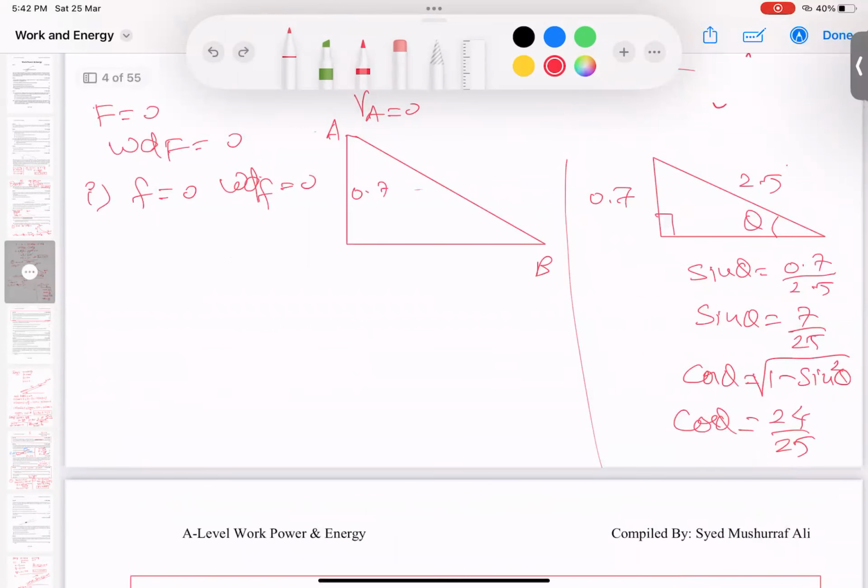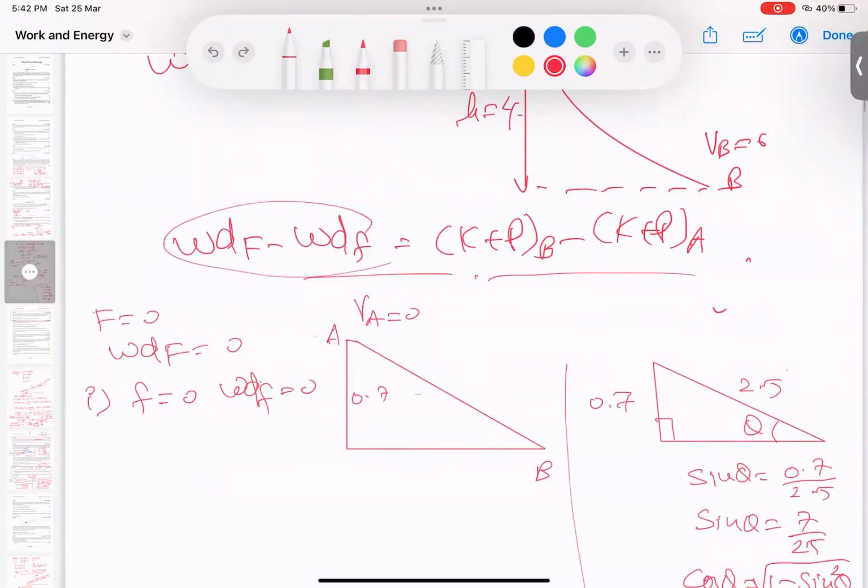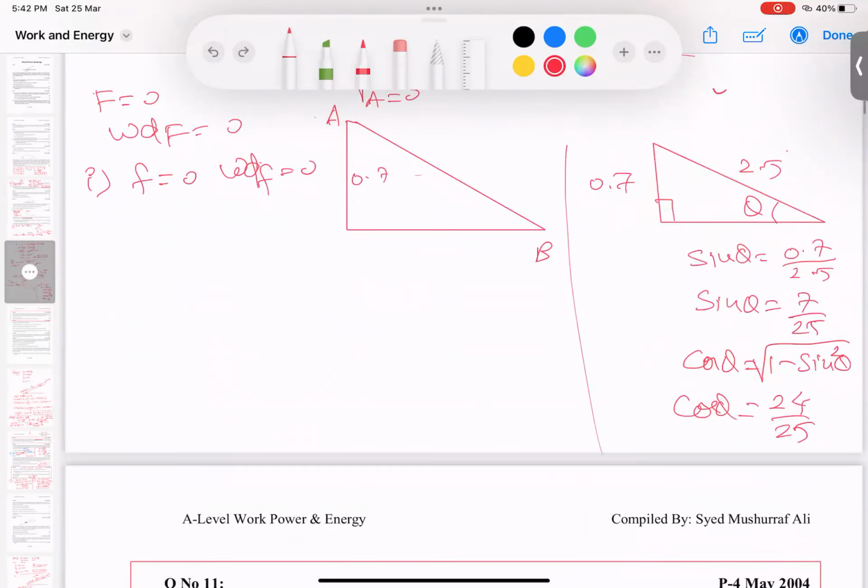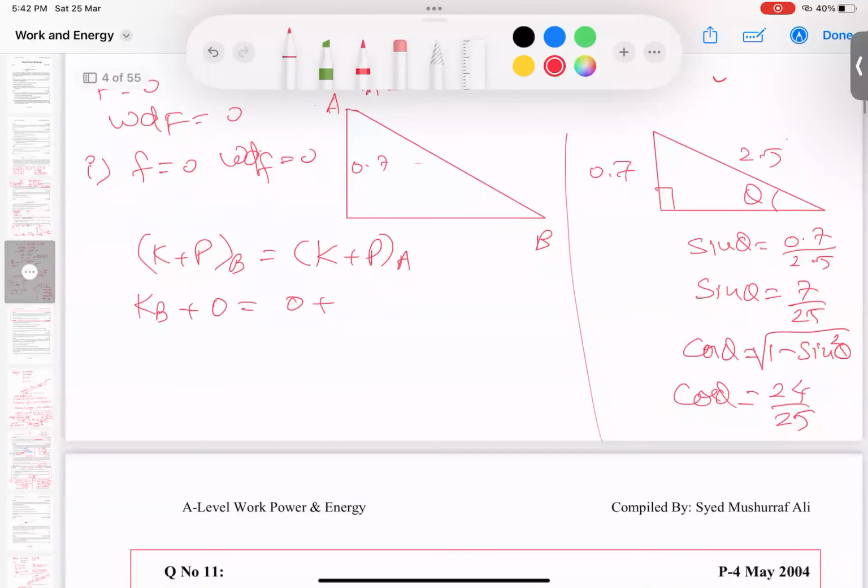So the first part is not a hard job because of the magic formula, because these two parts are 0. So naturally this will come on the left hand side. So I can say that kinetic plus potential energy at B equals kinetic plus potential energy at A. Kinetic energy at B is my target, I'm leaving it as it is. And potential energy at B is 0. K at A is 0, so I'm writing 0, and potential energy is mgh. And mass is given how much? 0.2. So mg is 10 and height is 0.7. So kinetic energy at B is so simple.